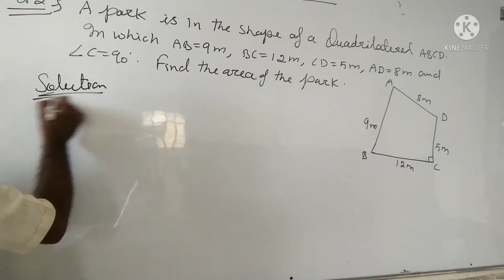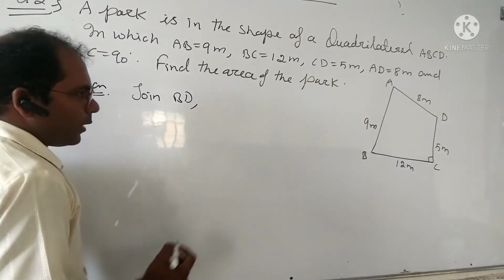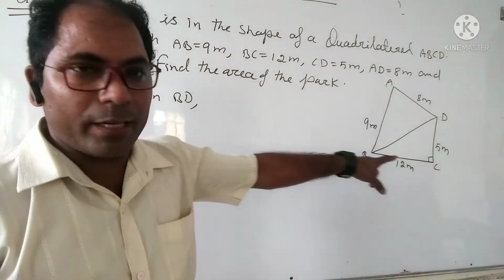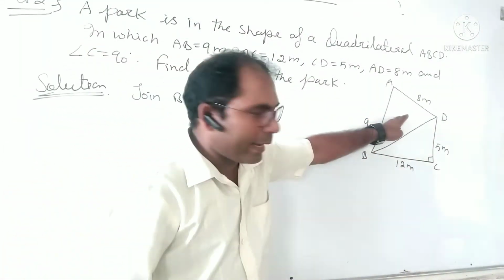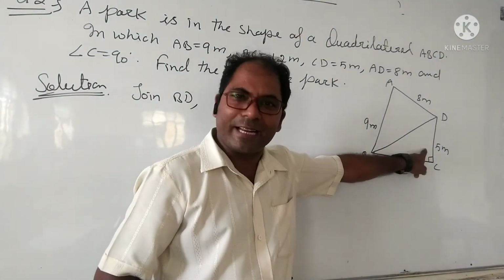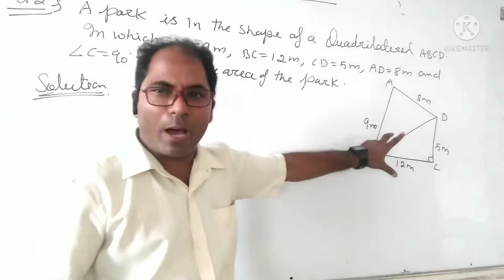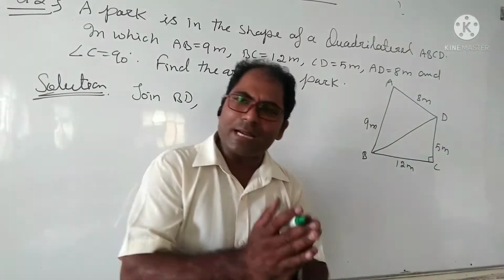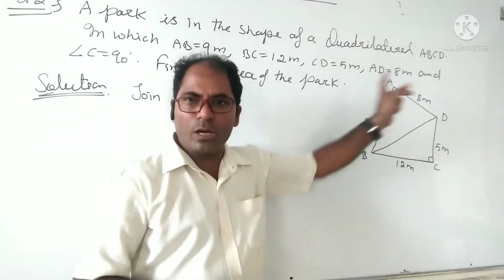Solution, you can see. Join BD. Now, when we join BD, the park has been divided into two triangles. One triangle is upside and one triangle is downwards. But students, you can see the downwards triangle is a right angle triangle, because one angle is given 90 degree. So, how can we find the area of this park? We will find the area of triangle BCD and the area of triangle ABD, and we will add both areas. Then that will be equal to the area of the park, or area of the quadrilateral.